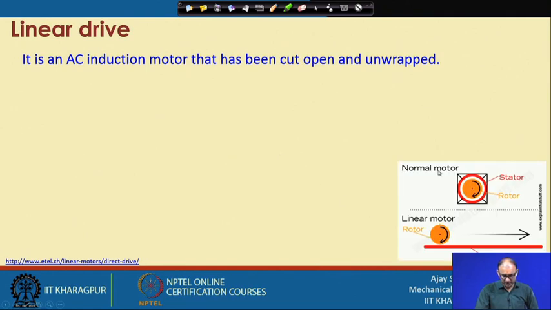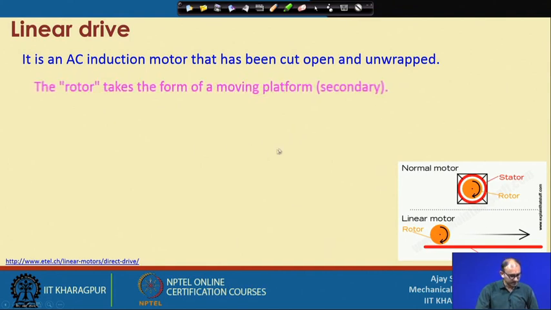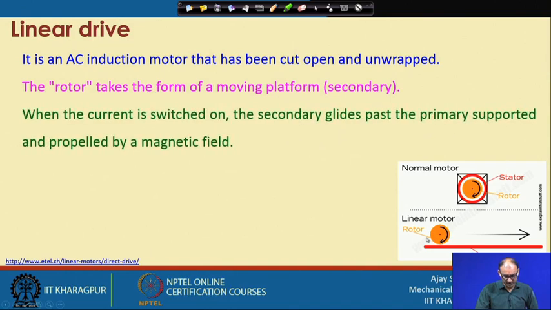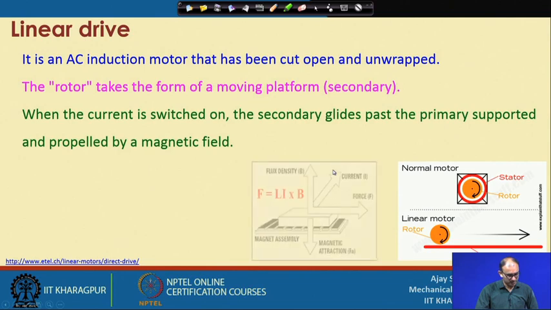Now we have seen that this is our normal motor with a stator, and the rotor is in between; it will rotate. If you flatten this stator and move the linear rotor on top of it, you can get the linear drive. This is called the secondary part, and this is called the primary part. That is the linear motor.